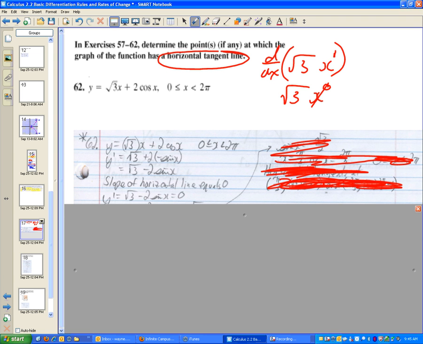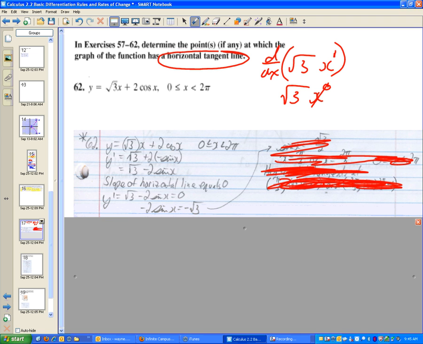All right. So square root of 3 minus 2 times the sine of x equals 0. So if I subtract the square root of 3 from both sides, I get negative 2 sine of x equals negative square root of 3. And then I ran out of paper. So you can just keep going down. I had to go over to the side. Then I divide both sides by negative 2. And I get the sine of x to equal the square root of 3 over 2.